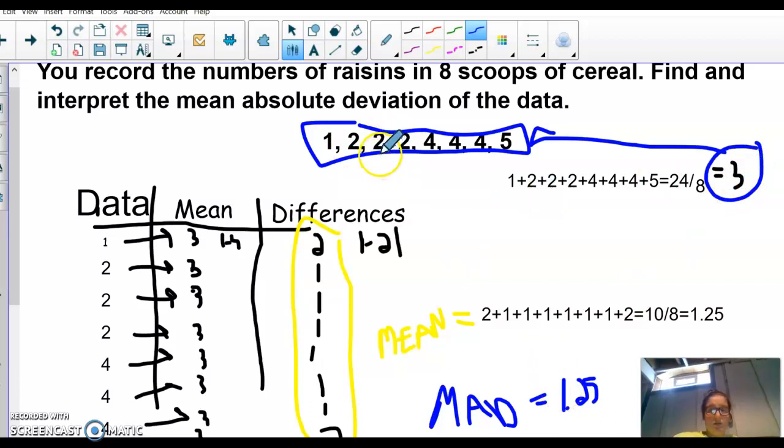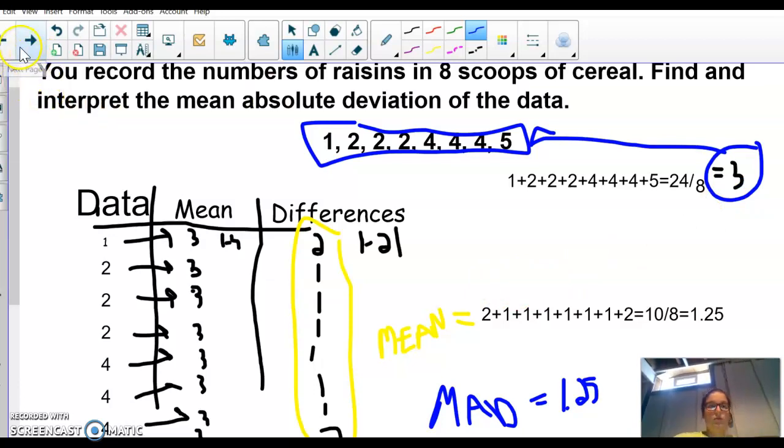This scoop that has 2 raisins is about 1.25 raisins away from your average of 3. This 4 is about 1.25 raisins away from your average of 3 raisins. This 5 is about 1.25 raisins away from your average of 3 raisins. That's what mean absolute deviation does.